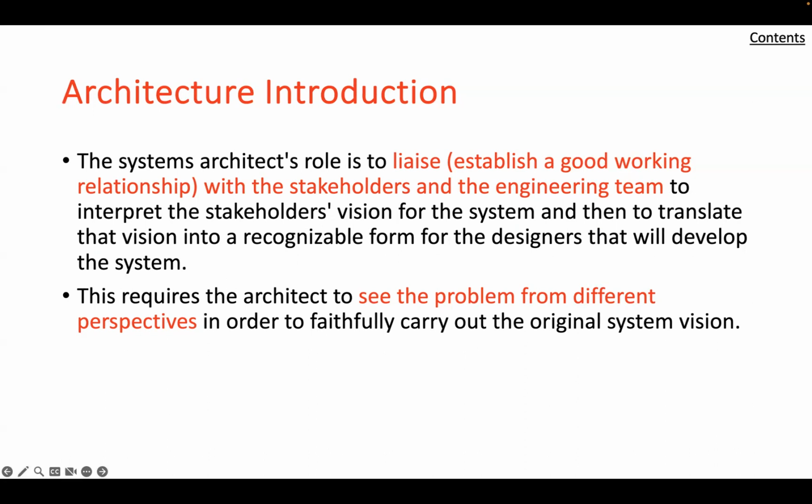So what are the roles of system architect within system engineering? The system architect's role is to liaise with the stakeholders and the engineering team to interpret the stakeholders' vision for the system and to translate the vision into a recognizable form for the designers that will develop the system. This requires the architect to see the problem from different perspectives in order to faithfully carry out the original system vision.